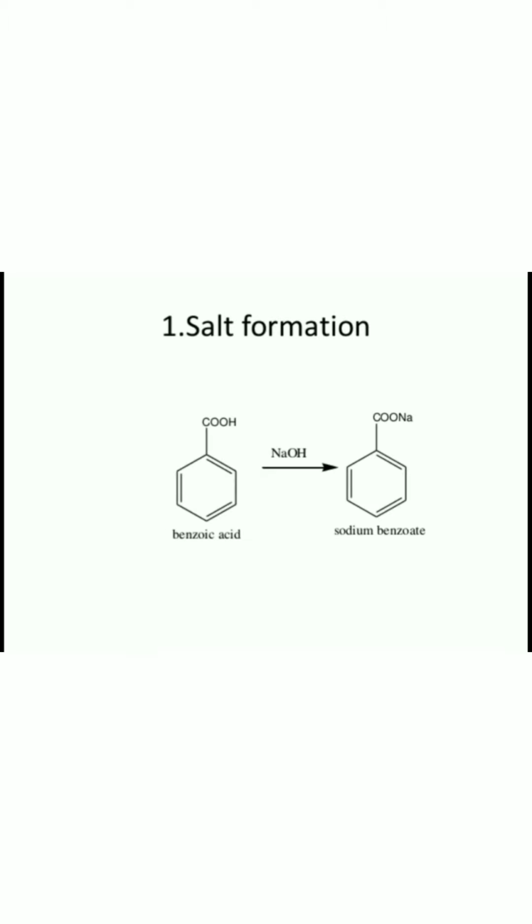If we react benzoic acid with sodium hydroxide, then the compound we get is sodium benzoate. We can see that the change is taking place over the acid part, not over the benzene part. The substitution does not take place here; it is basically a replacement of COOH with COONa.